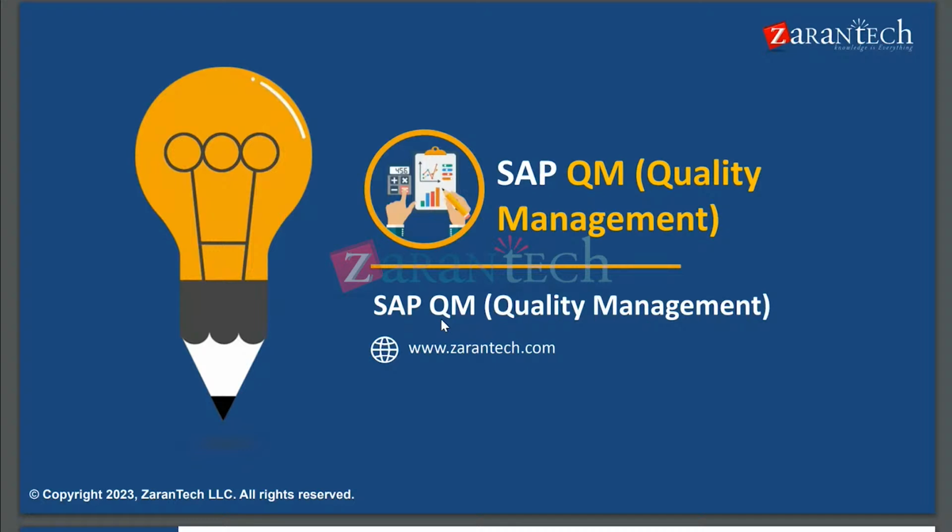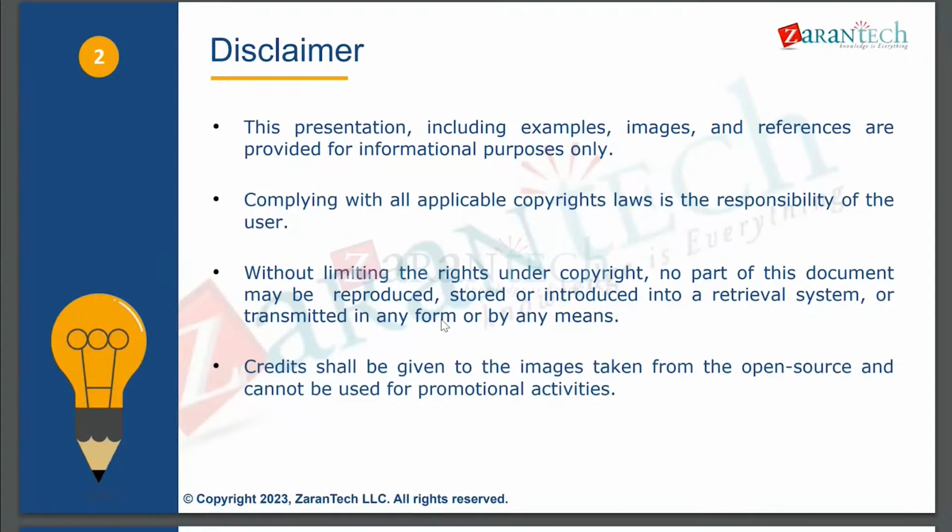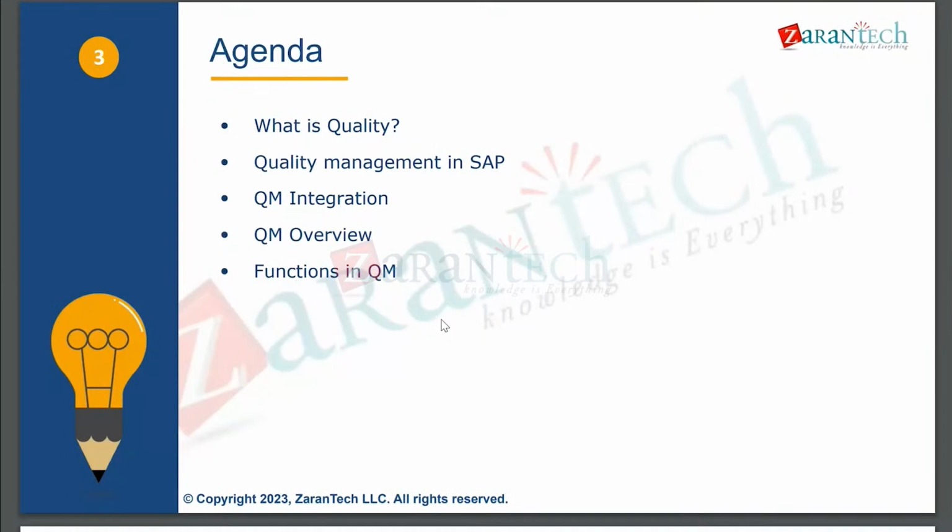Okay, fine. Let us go through what quality is here. What are the different types of things we do in quality, and what are the different processes we can go through. So this is the agenda: what is quality, what is its major role, what quality management activities are done in SAP, how it is integrated with other modules, an overview of quality management, and the different functions in quality management, that we will see now.